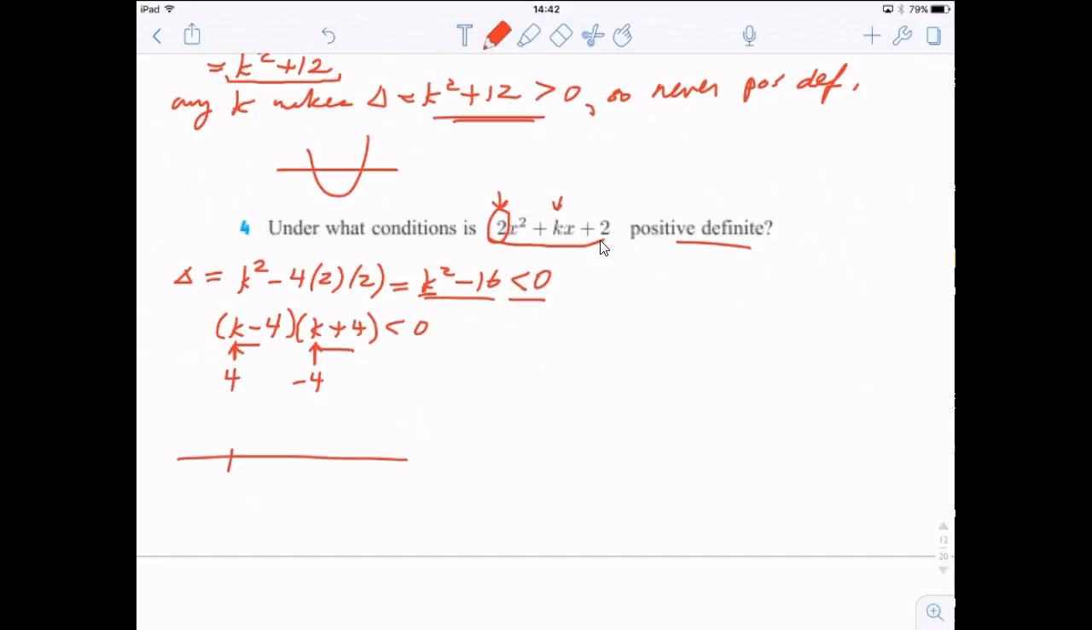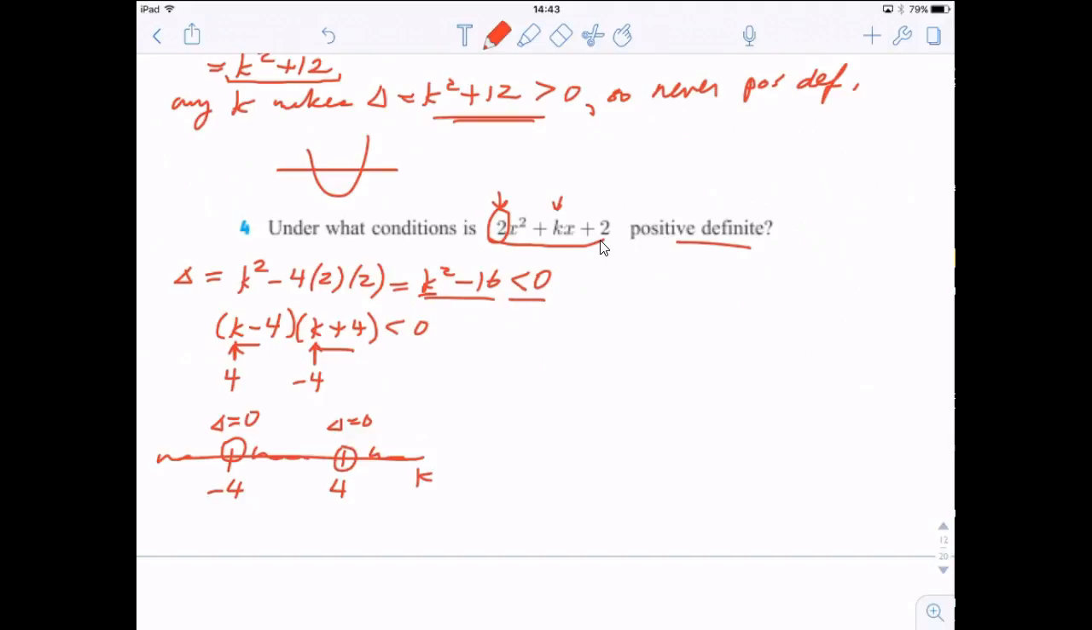I'm going to mark those values, since they're critical, on a number line. So the k values of negative 4 and 4 are the values that make the discriminant equal to 0. That's obvious, right? Now the question is, what happens in between? What happens here? What happens here? Is the discriminant positive or negative?